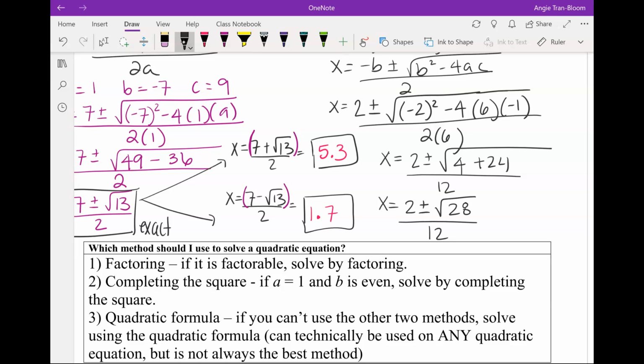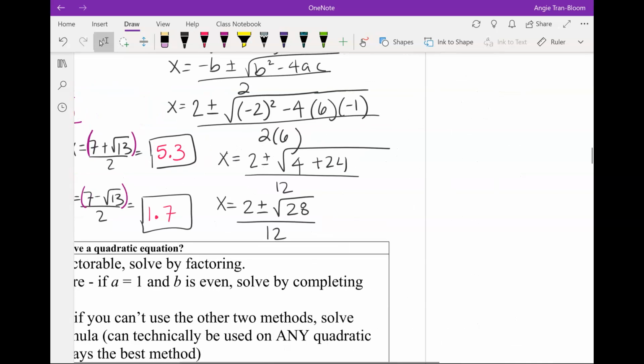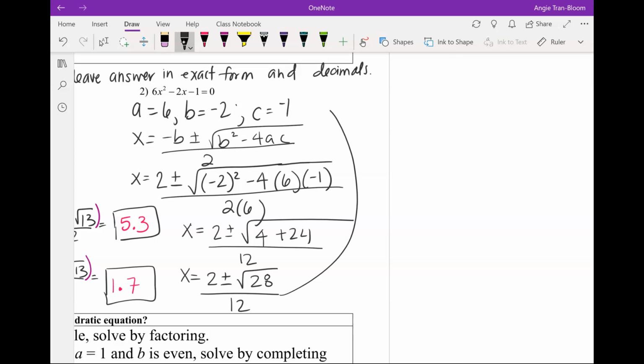Can I simplify radical 28? Yes. Earlier radical 13 was not possible, but this one I can definitely simplify. X equals 2 plus or minus radical 28. What times what? Remember, when I say what times what, you want to give me a square number if possible. 7 times 4. Do you guys agree? Yep. 7 times 4 or 4 times 7, both of them are the same.